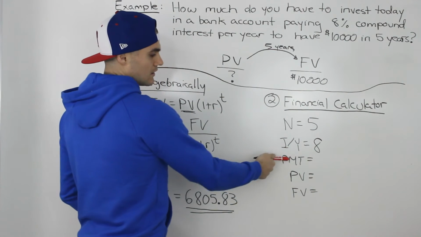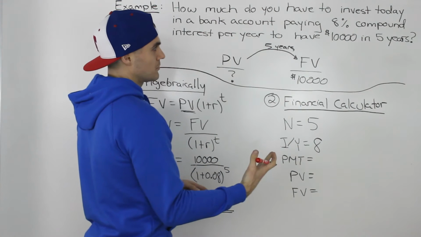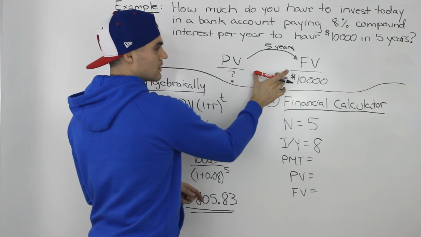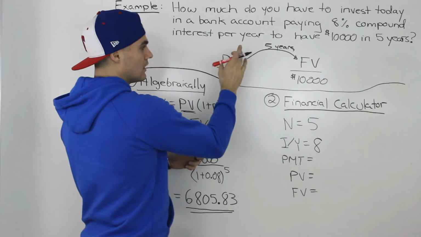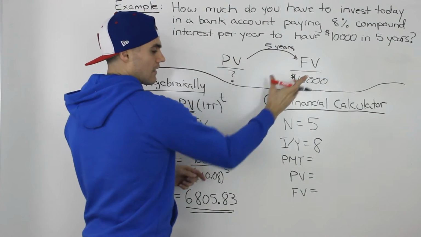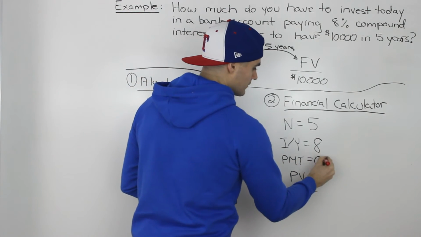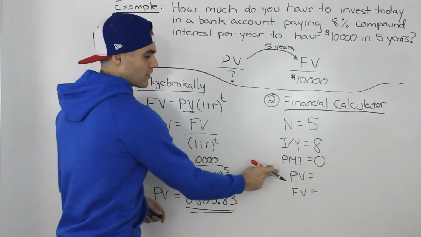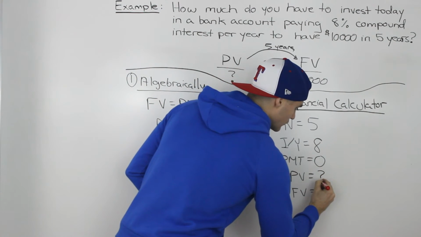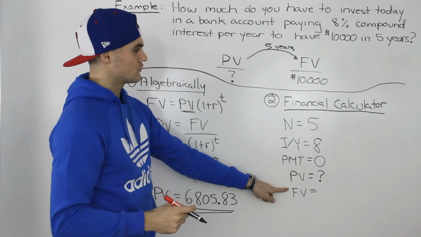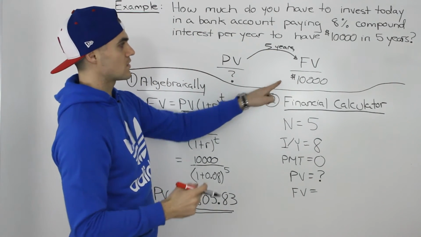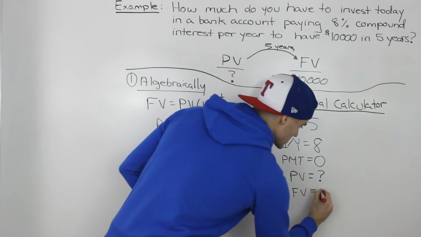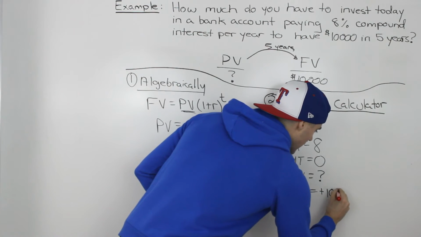Here it was in decimals, but when you input in your financial calculator, it's usually in percentages, so you keep it as the 8. The payment represents the cash flows per period, but there are no cash flows happening within the investment period. There's only the single cash flow at the beginning and then at the end. So the payment is 0. There's no cash flows happening per year. The present value is what we are solving for. And then the future value, we know that we're going to get $10,000 in 5 years. So we know that that's going to be a positive amount.